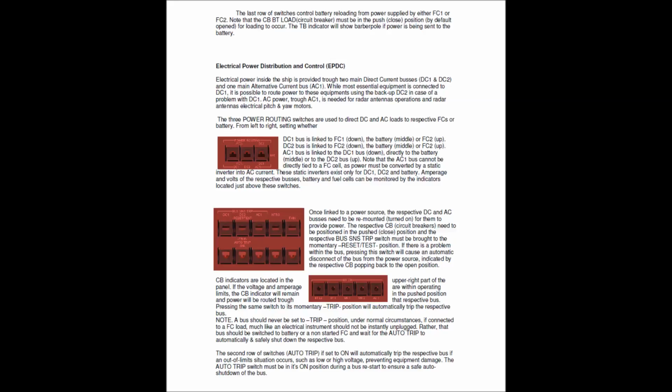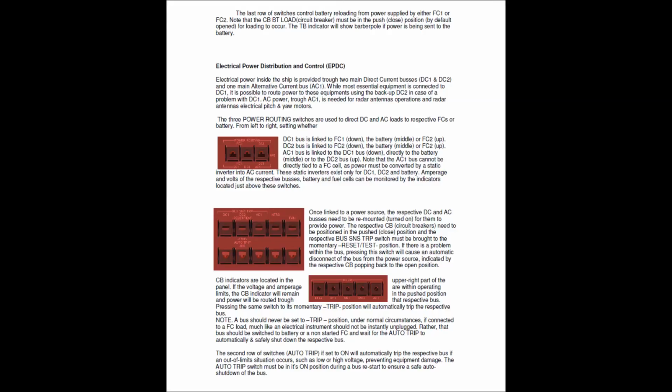Note, a bus should never be set to the trip position under normal circumstances if connected to a fuel cell load, much like an electrical instrument should not be instantly unplugged. Rather, that bus should be switched to battery or a non-started fuel cell, and you should wait for the auto trip to automatically and safely shut down the respective bus.